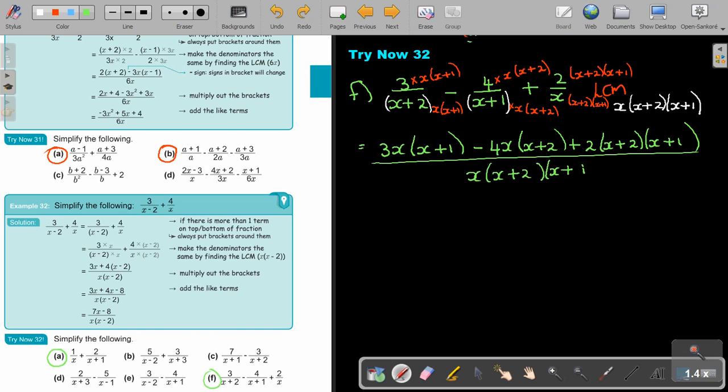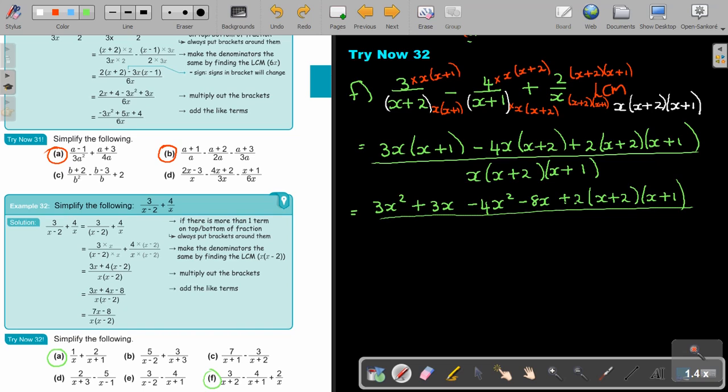Okay. Now, what are we going to do? This is number 32 and this is number 8. So now I'm going to start multiplying. So in this case, it's going to be 3x squared plus 3x minus 4x squared minus 8x plus 2 bracket x plus 2 x plus 1 over, now I want to already multiply that out. Let's just go back.